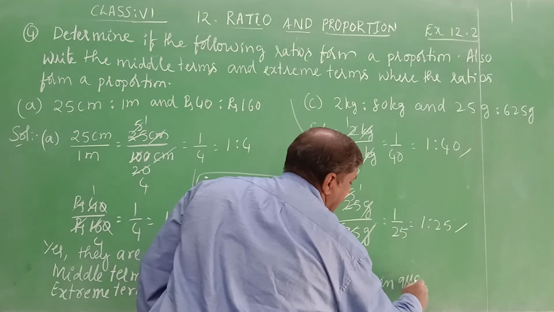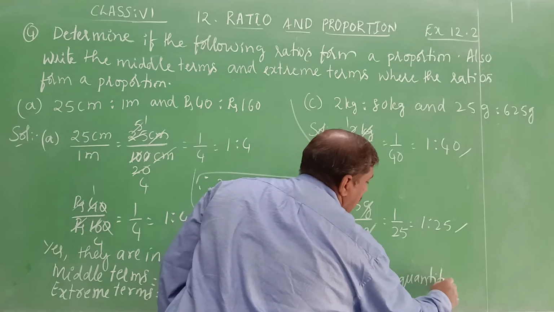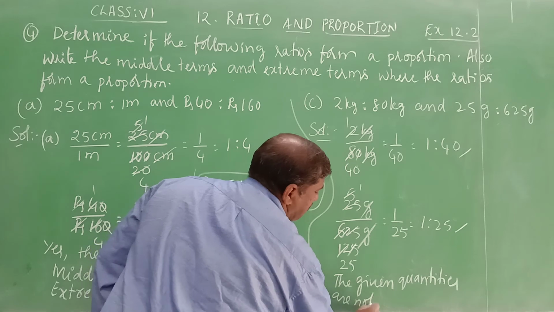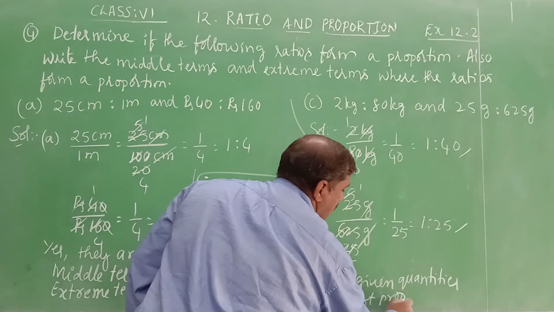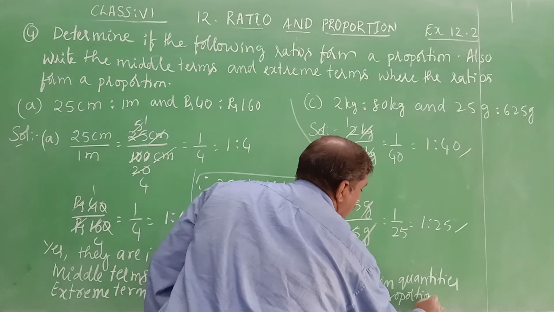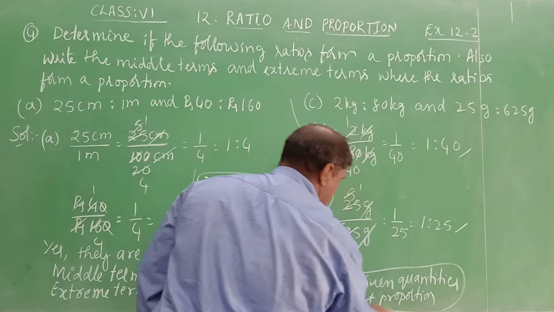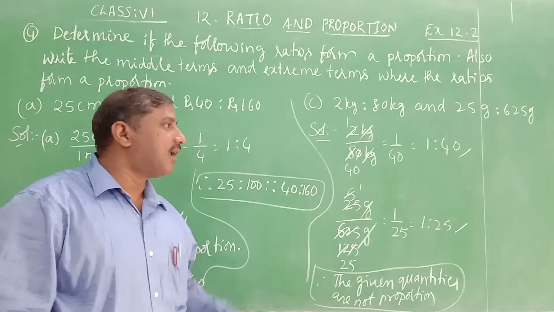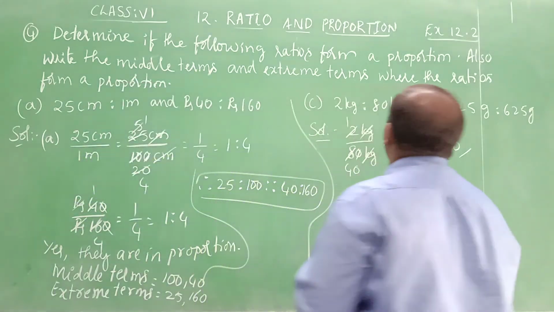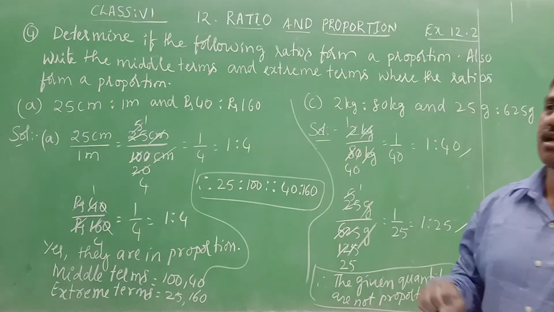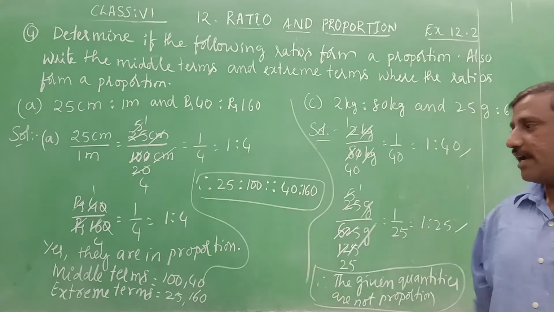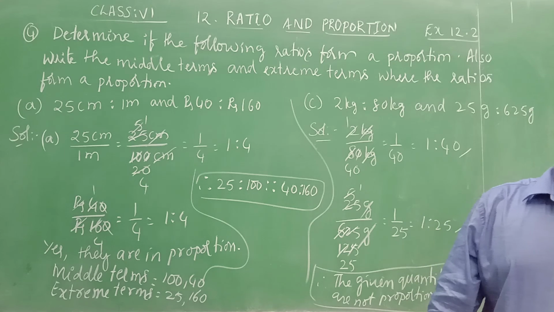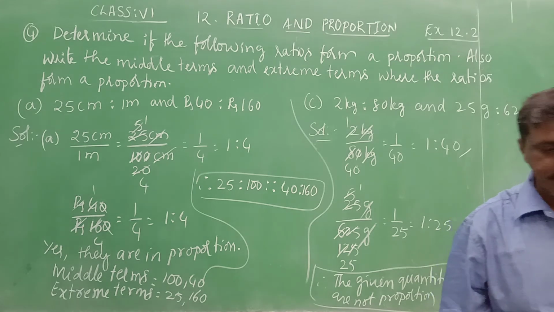The given quantities are not in proportion. Like this, we can check whether the given quantities are in proportion or not. If they are in proportion, we can identify and write the middle terms and the extreme terms. Is it clear, children?